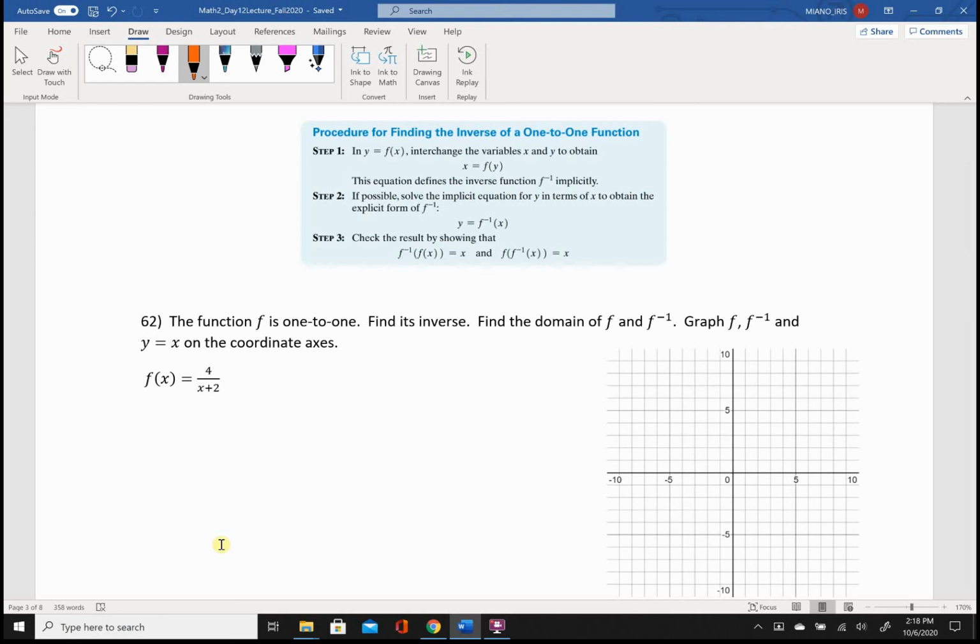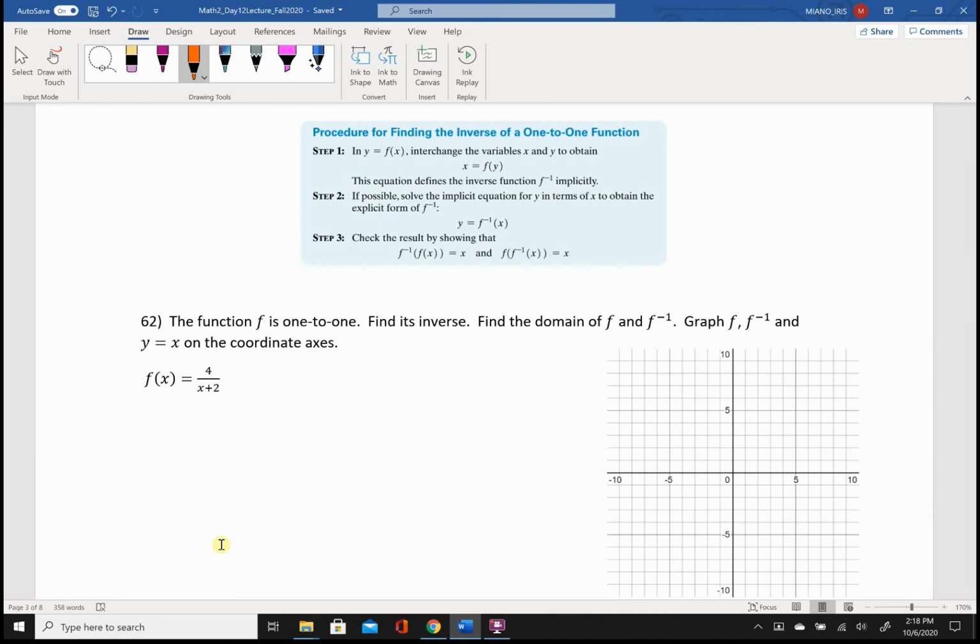And then you're going to switch the x's with the y's, and you're going to solve for y at that point, and then replace that y with f inverse of x. And once you do that, you are looking at the function inverse equation. And there you go. So here's what we're going to do.